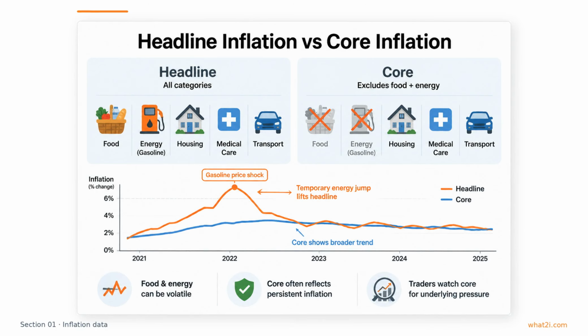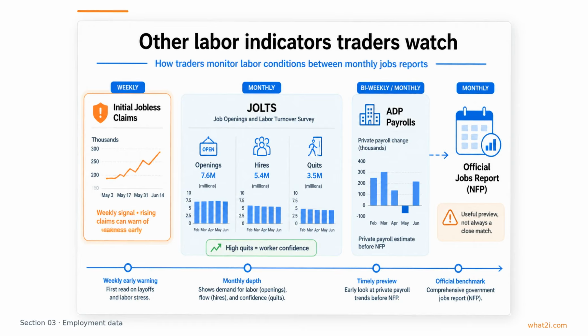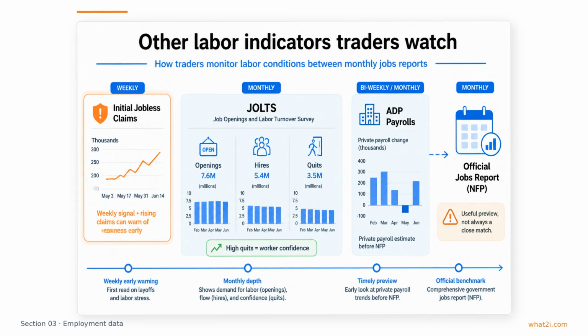The monthly jobs report gets the most attention, but traders also watch several labor indicators between those releases. Initial jobless claims offers a timely weekly signal and can provide an early hint if layoffs are starting to rise. JOLTS, the Job Openings and Labor Turnover Survey, shows openings, hires, and quits, which helps traders judge how tight the labor market really is. A high quits rate can suggest workers feel confident enough to leave jobs and find new ones, which is usually a sign of strength.